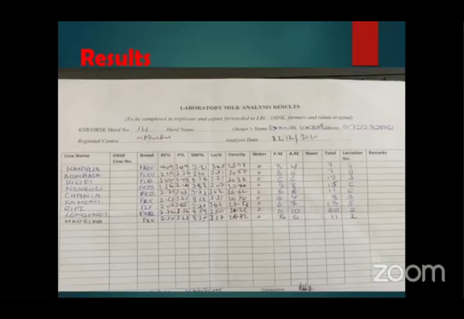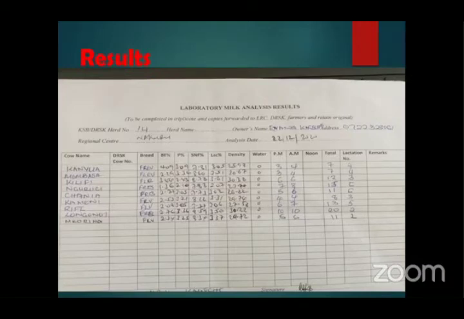You can see now the fat, the protein, solid non-fat, the lactose, the density, and also the water. Then this form is shared amongst LRC for purposes of feeding. In our regional centers we do a milk analysis database where this information, the raw information, is put into an Excel worksheet so that it can be utilized for the purposes of genetic evaluation.